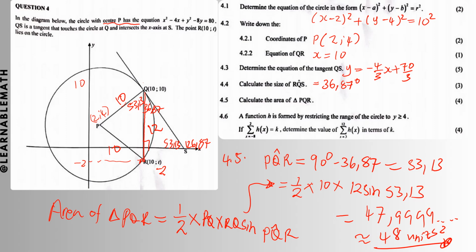Let's go to 4.6. Quite an interesting and challenging question, really. It says a function h is formed by restricting the range of a circle to y greater than or equal to 4. So we are forming a new function by simply restricting the range of this circle to y greater than or equal to 4.